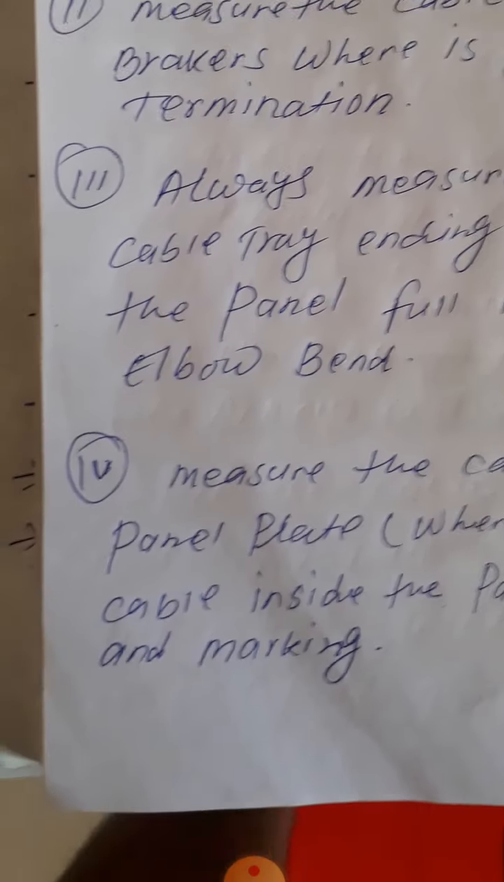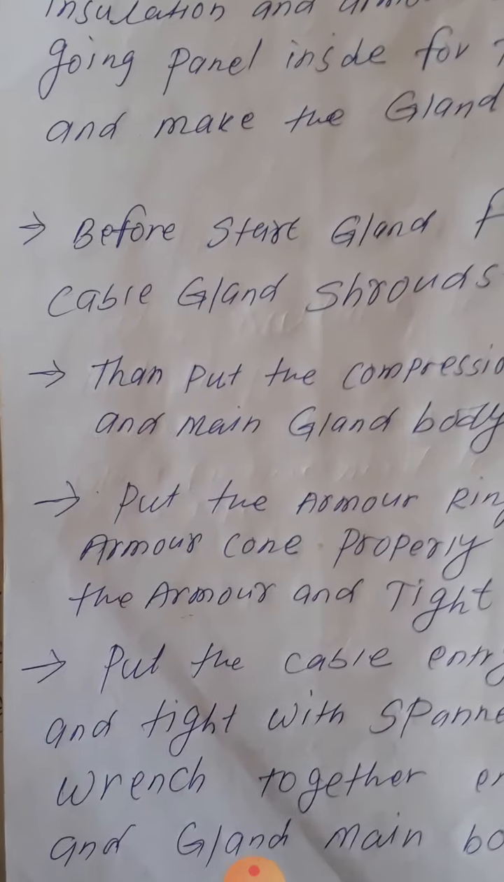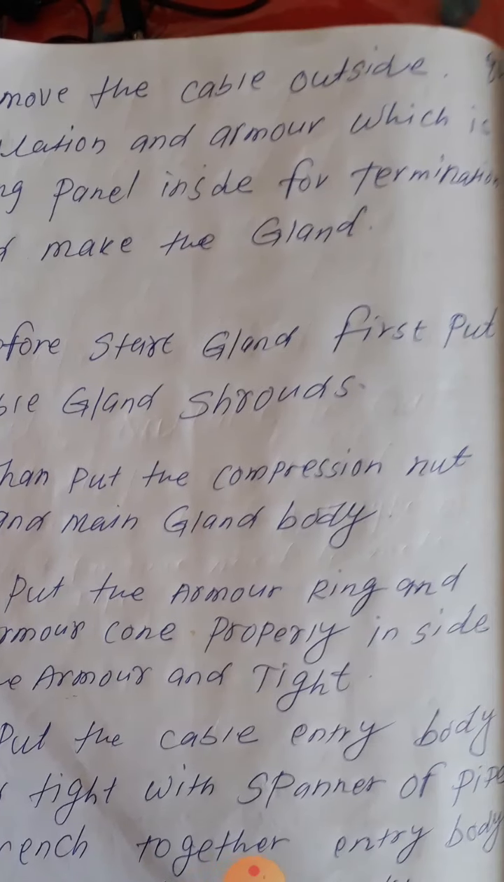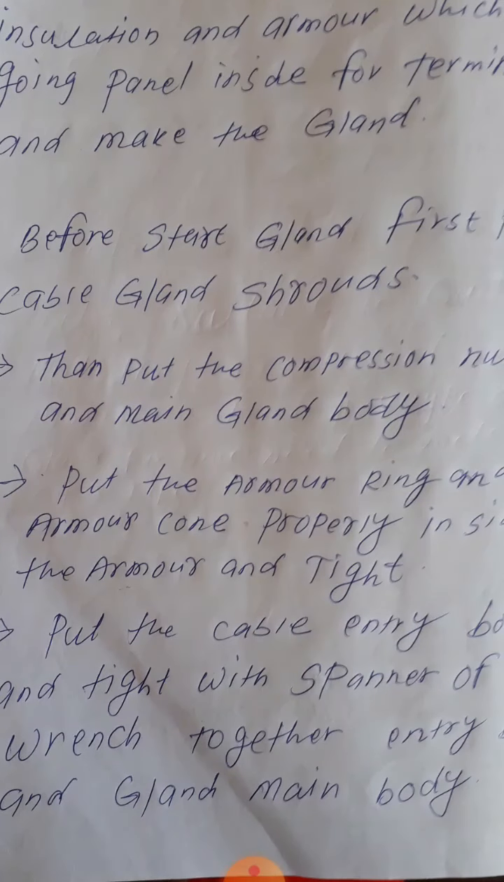And next one, remove the cable outside insulation and armor which is going inside the panel for termination and make the gland. So you complete marking up to the panel plate. Then remove the outside insulation of the cable which is going inside for the termination up to the panel breaker. Okay, so you can remove this one and put this one.